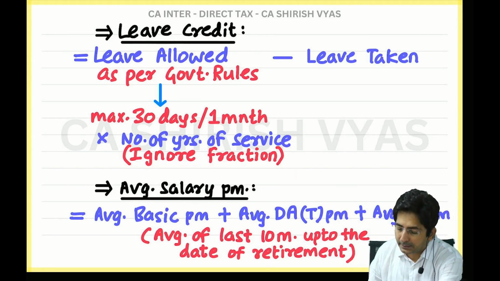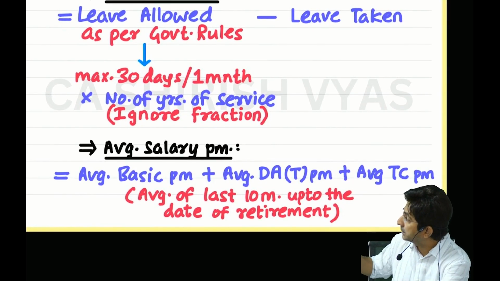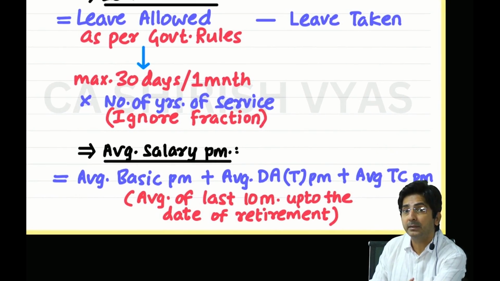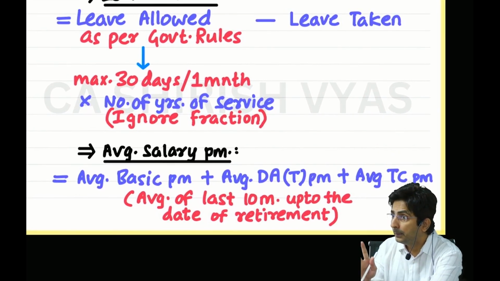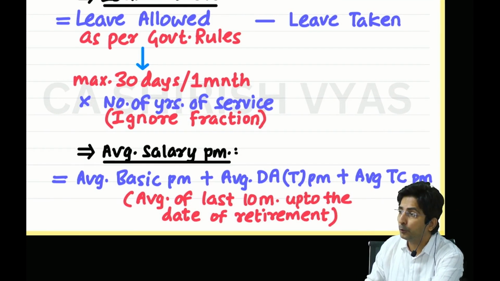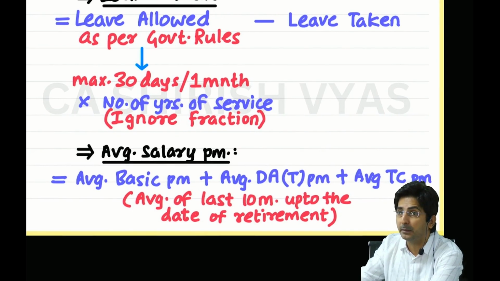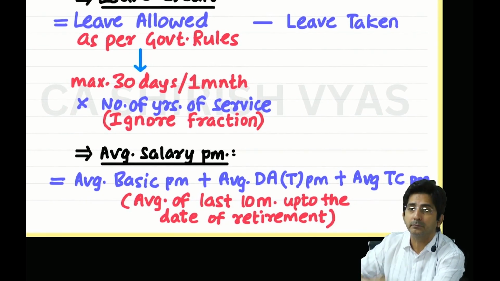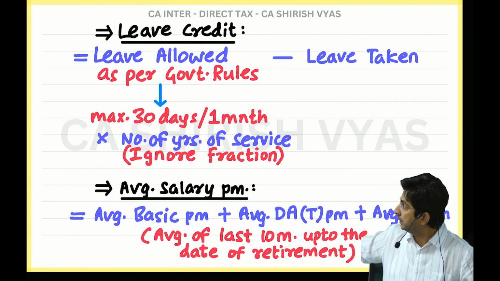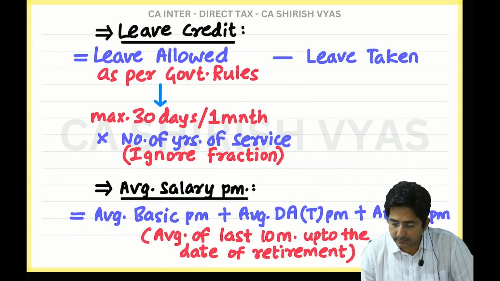And then see average salary, what I have written. Average of last 10 months up to the date of retirement. It is not preceding 10 months. In gratuity, what was written? Preceding. Means that month you leave, take preceding. But here you have to take up to the date of retirement. So if you are retired on 31st December, we will count even December. Anyways, all this is taught. I was just showing because earlier when I was discussing, I didn't show this in our notes. We directly started the sum.